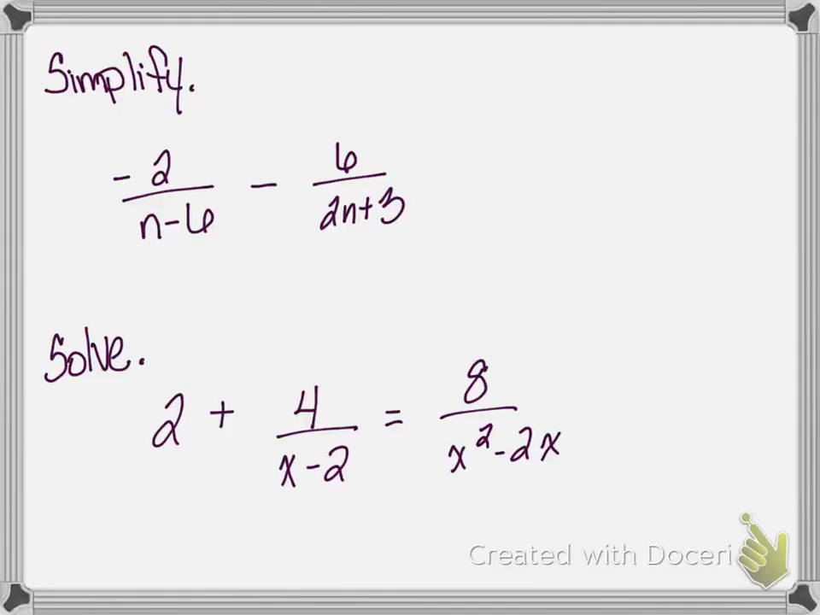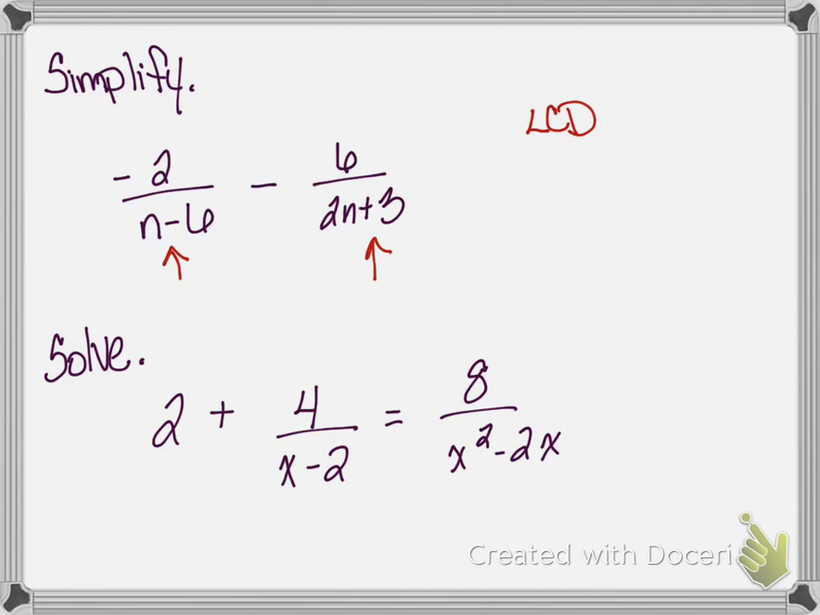Okay, when we simplify, we have to find an LCD, and then both fractions have to have the same denominator. So when we are simplifying, we find the LCD, and we're going to put the LCD here, and we're going to put the LCD here.